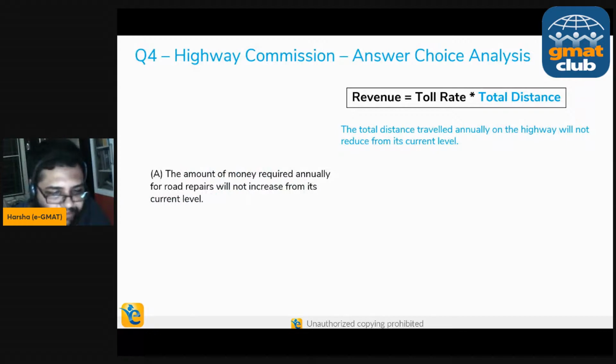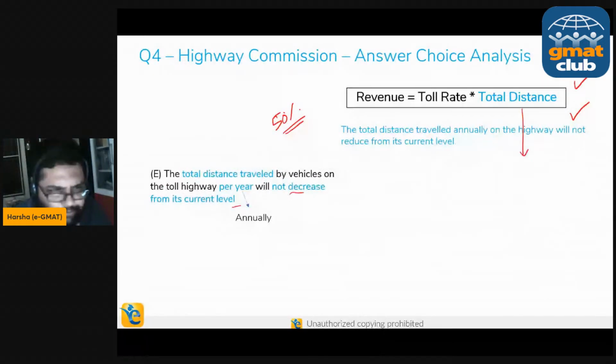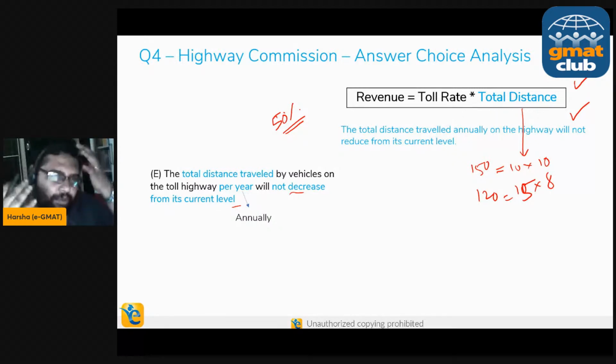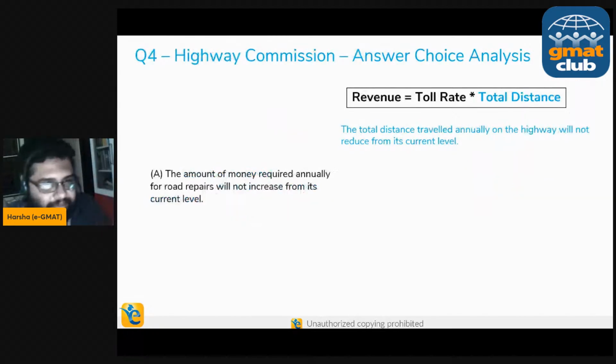Why? Because if it reduces from its current level, again, use examples. It's the same example. If this 10 becomes 8, your 150, instead of being 150, becomes 120, even though my toll rate has increased to 15 from 10. It's as simple as that. So the reason people go wrong here is sometimes you look at option B and it looks so close to the correct answer. Number of trips is a very good strengthener. It works for a strengthen question, but that's not the precision you need for an assumption question.